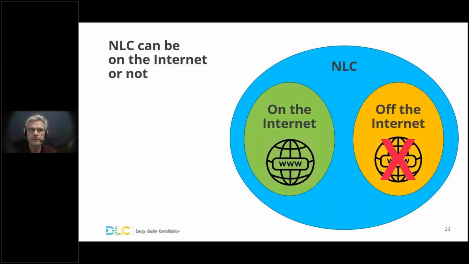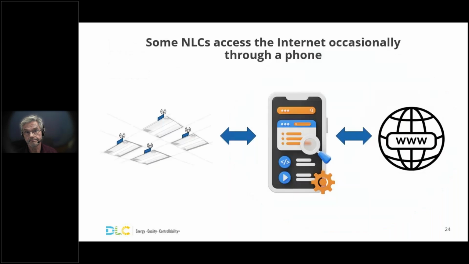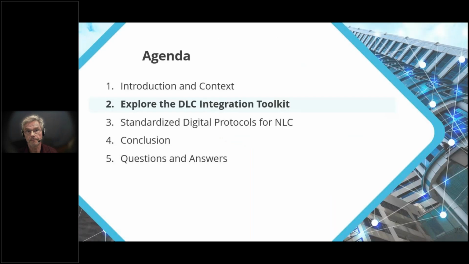Some network lighting control systems are connected to the internet, while some are not. Others have an occasional internet connection through an operator's mobile device. So now we'll pause for questions and then explore the new toolkit.